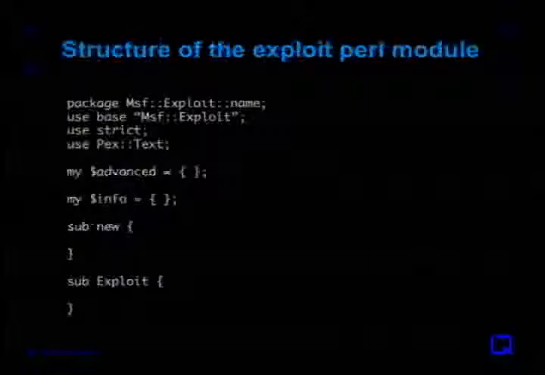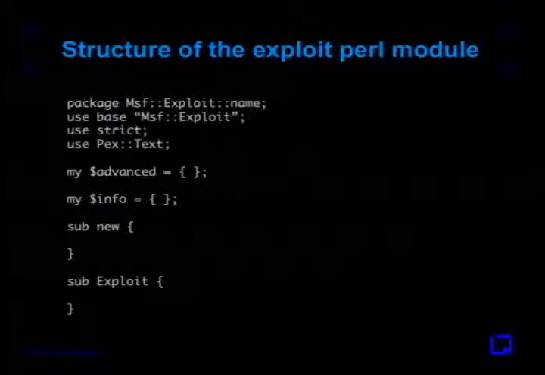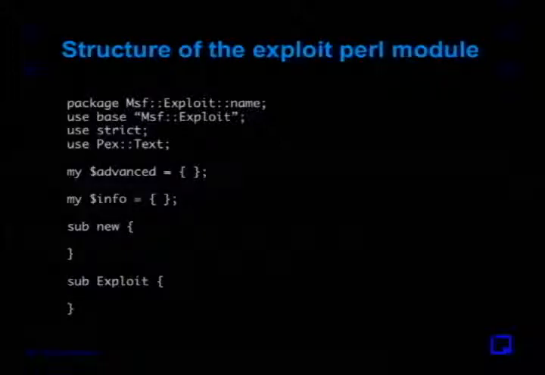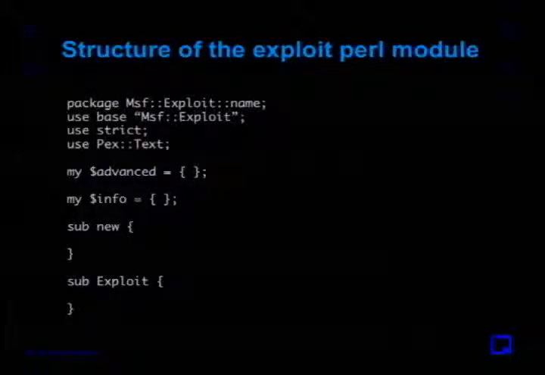The overall structure of this is you create a package, say package MSF exploit name, and you give a name to the module. You have to include the following lines like use base MSF exploit, use strict for Perl coding. PEX is the Perl extension routines, extended by Metasploit. In 3.0, you have REX, which is Ruby extension routines. Then you populate these two hashes, advanced and info, with stuff. You create your constructor, and then you have exploit code.